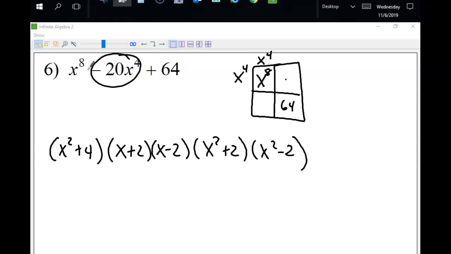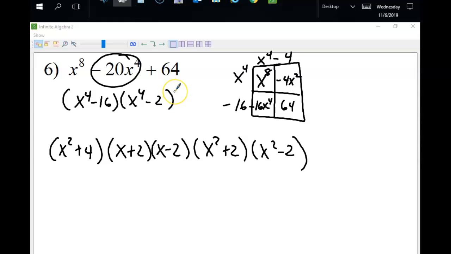And then finding the right pair is a little bit tricky, but it turns out that it is 4 and 16, because that also makes 64, and it just so happens that 4 and 16 also make 20 when you add them together. We want it to be negative 20 though, so they both need to be negative. And so what we end up with then is two different sets of difference of squares.